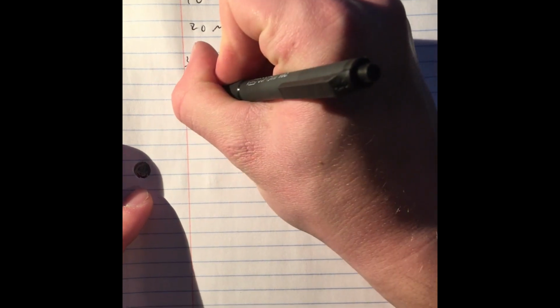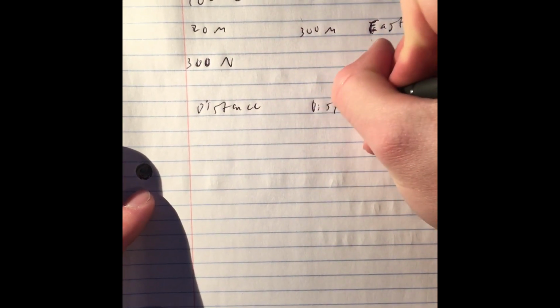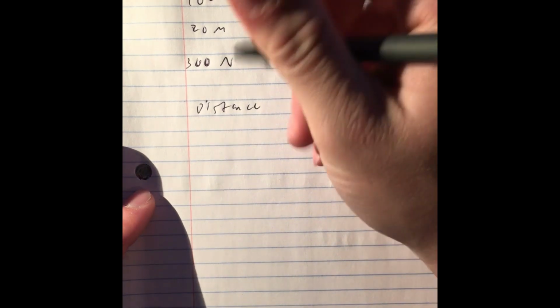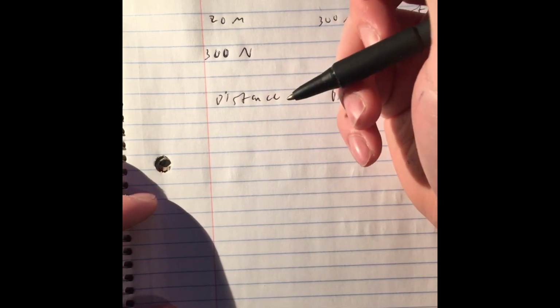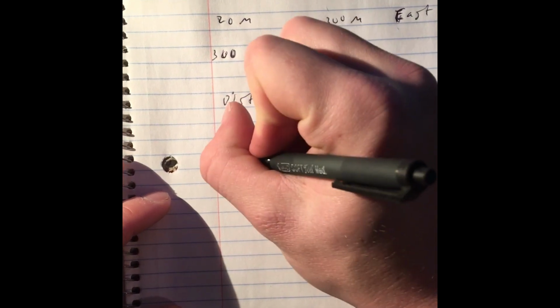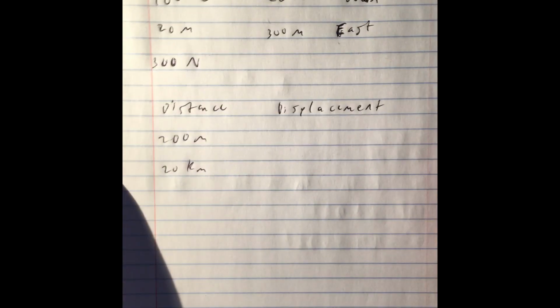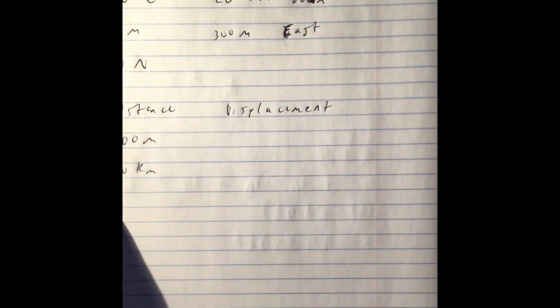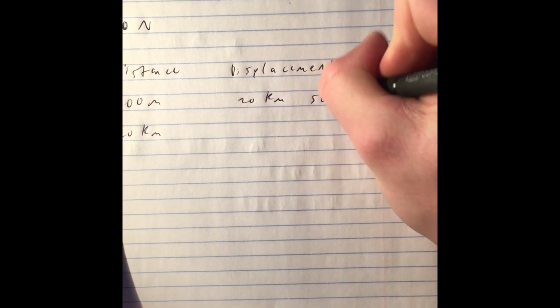So distance is just a scalar quantity. It's just a number and a unit. So it's a distance something covers, some amount that an object travels. So 200 meters or 20 kilometers. Displacement, on the other hand, is going to be a distance along with a direction. So you know which direction the object was traveling in, whether it be north or south or east or west or at some angle maybe. So you could have 20 kilometers south.